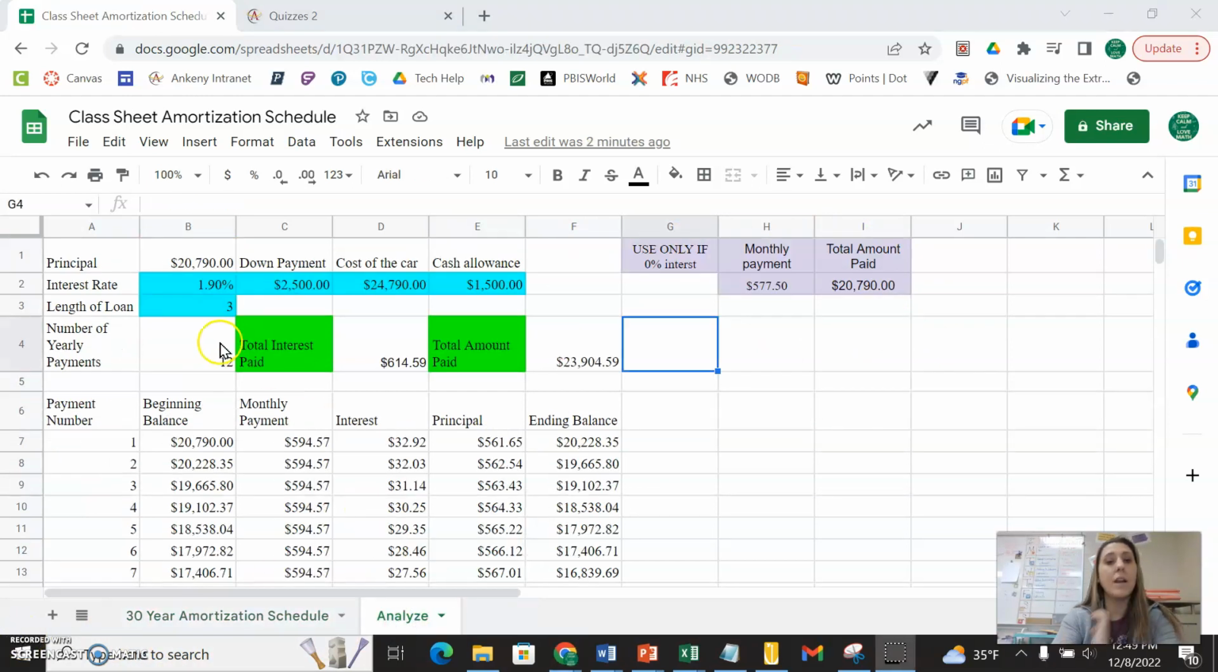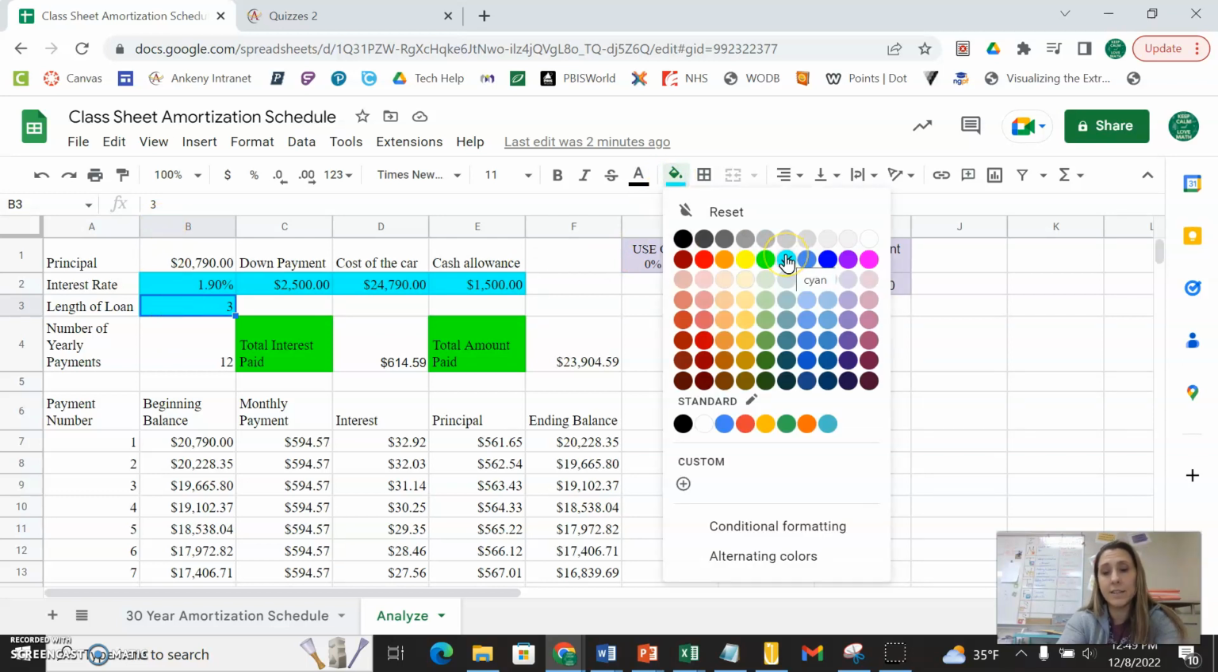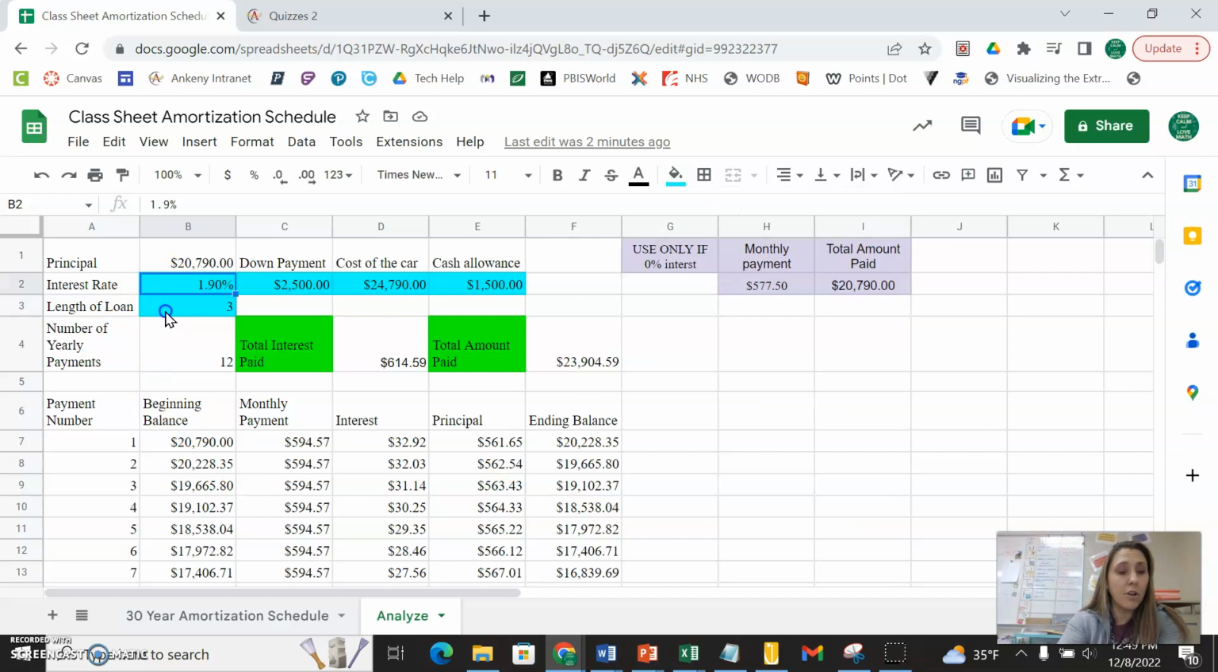Okay, so now that we have that, the blue, so make sure that B3, go up to the bucket and then pick this color right here, it's cyan. So make sure all these boxes are blue because those are the ones that you're going to fill in. Now, just to make sure, if you click on B1, I would like you to make sure that this is what you have in B1. Because that's going to say that we're going to take the cost of the item, subtract any down payment that we put in, and subtract any cash allowance.